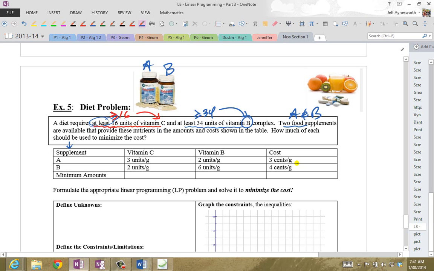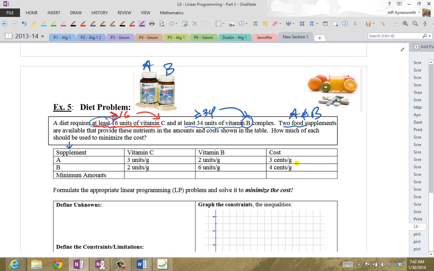Just take a look at the costs. They're different amounts. For supplement A, it's 3 cents per gram. For supplement B, just go straight across, it costs 4 cents per gram. So you can see that supplement B costs more than supplement A. Who's with me on that? Also, look at the different amounts. Supplement A has 3 units per gram of vitamin C and 2 units per gram of vitamin B. Compared to supplement A, supplement B has less vitamin C, only 2 units per gram, but more vitamin B, 6 units per gram.